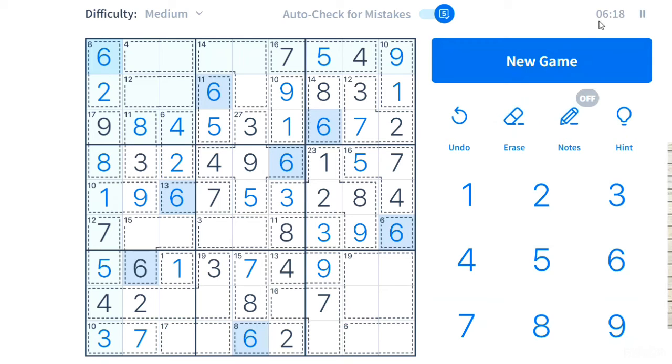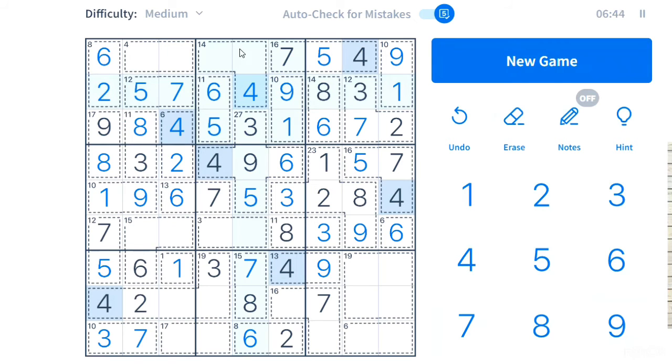Hopefully we can make it under the 10 minutes. I think that would be possible. Here we need a 4, 5 and a 7. We already have a 7 here, and we already have a 7 here, so this must be a 7. Makes this a 5, this a 4.